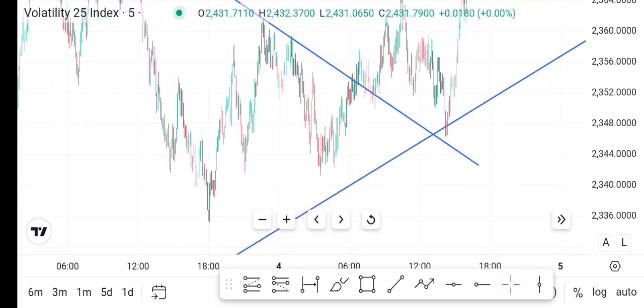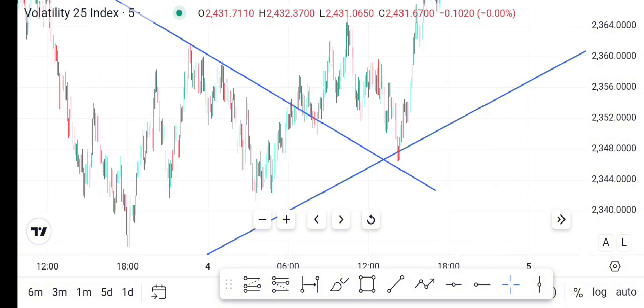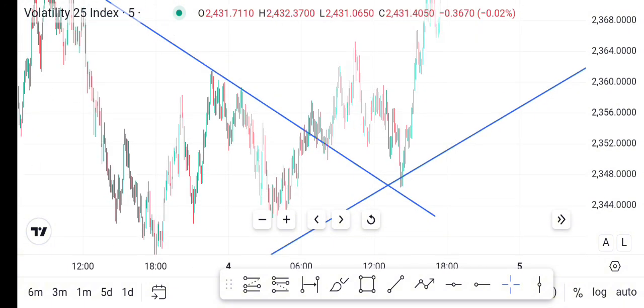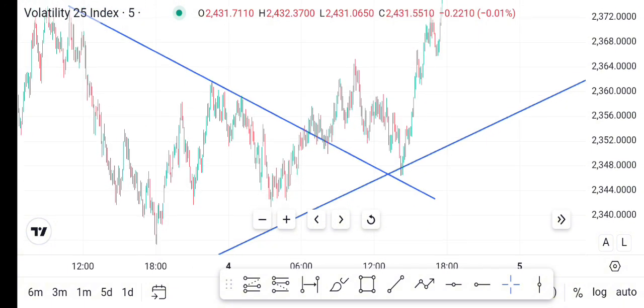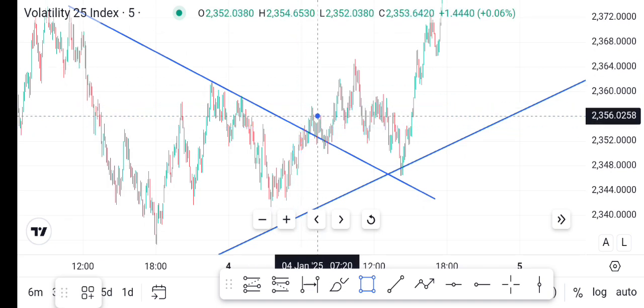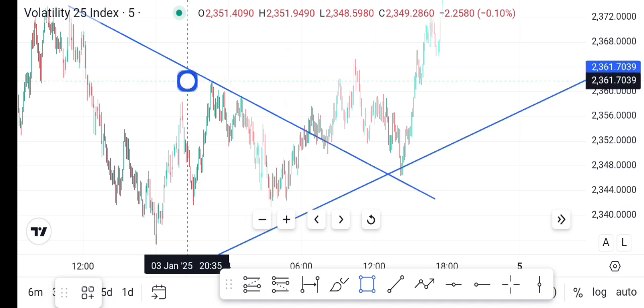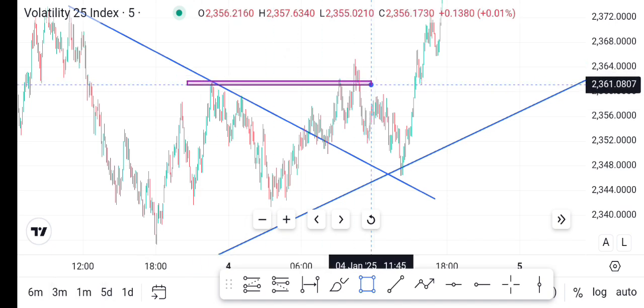Are you getting the point? So after the market breaks our trend line, we have to wait for it to break the previous lower high. Here you can see that around this area the market breaks our trend line. We also have to wait for this structure here to be taken out. Are you getting the point?